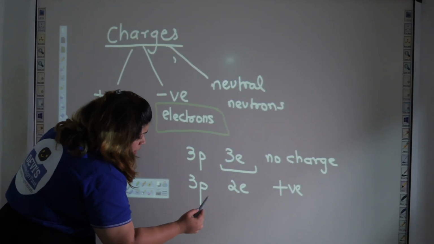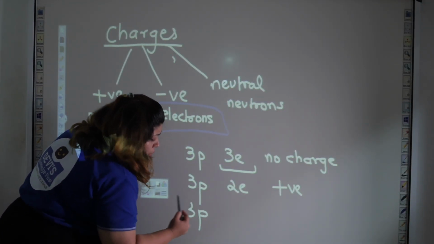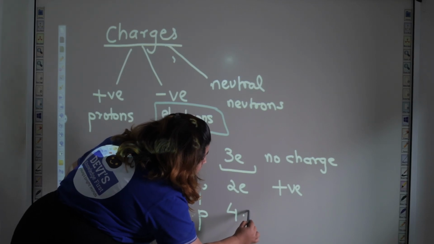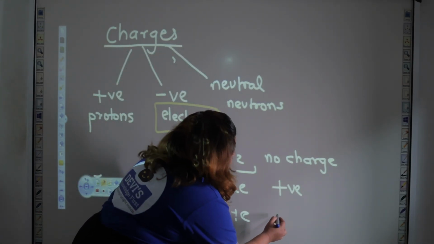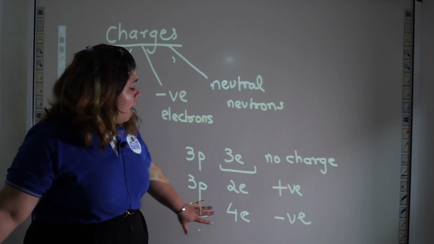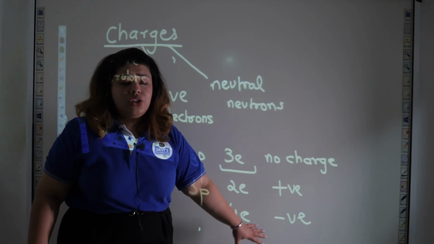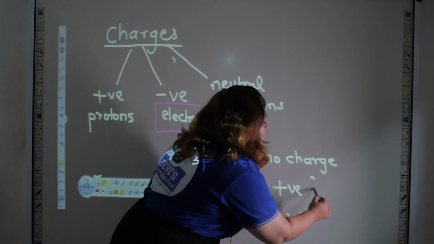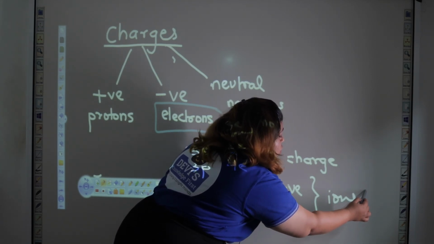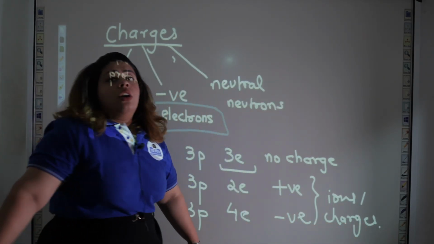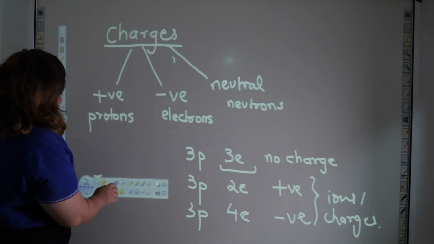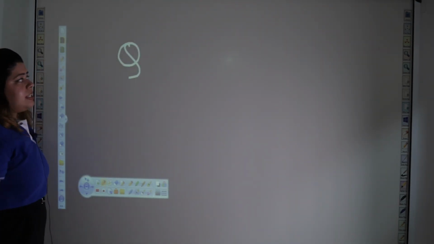And in the other case, if there are 3 protons and there are 4 electrons, that means electrons are more, there is more negativity. So the entire element becomes negatively charged. And this is the reason how we get ions. Now looking at charges, a charge is represented by the letter Q. It has an SI unit of coulomb.